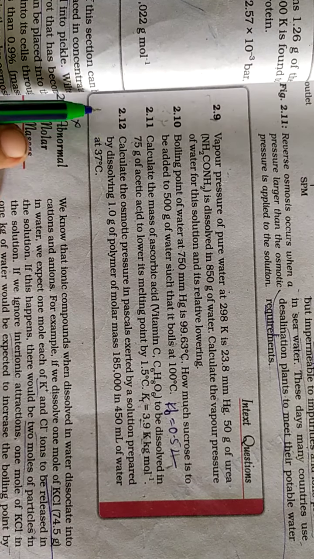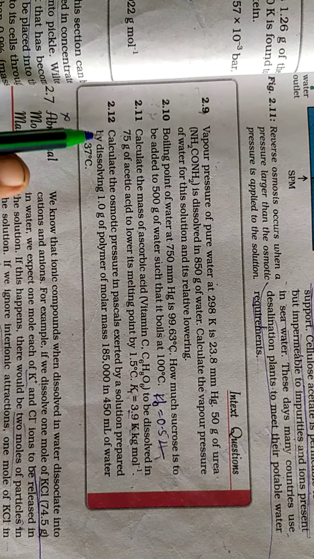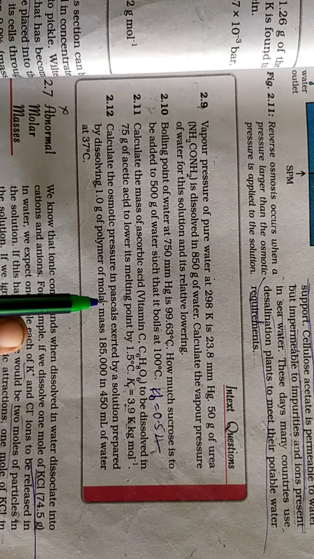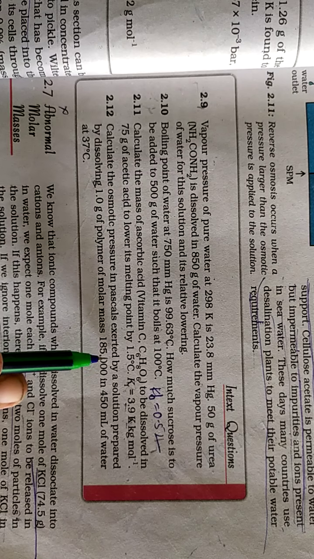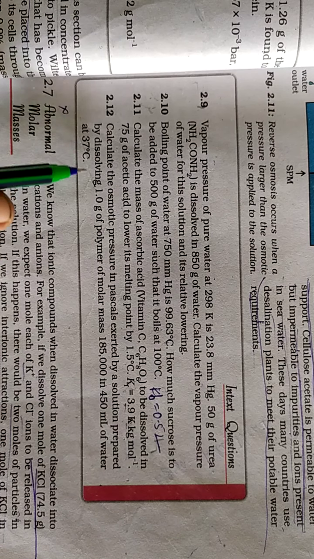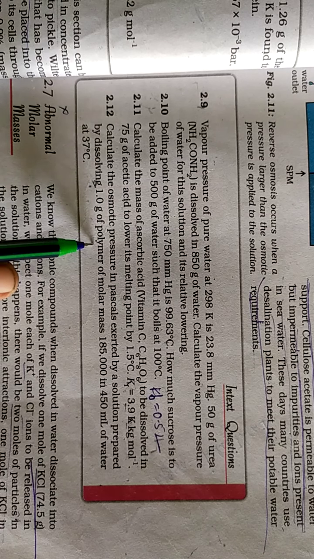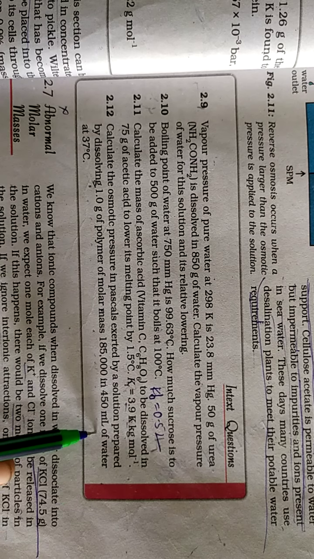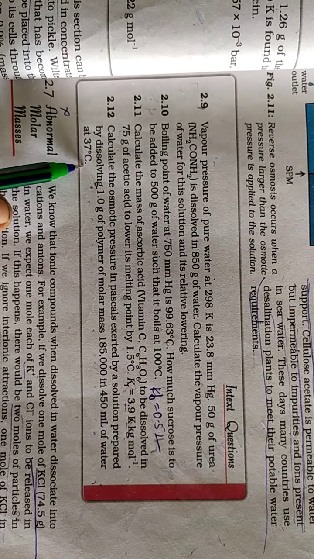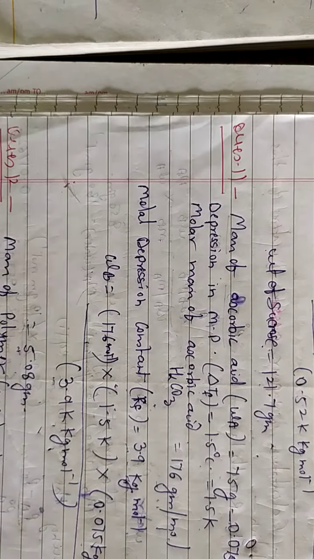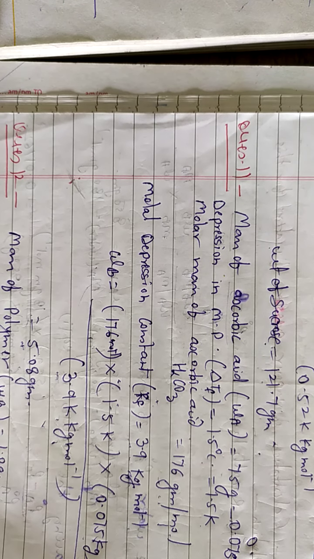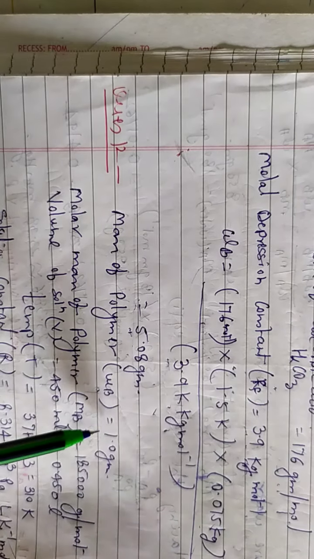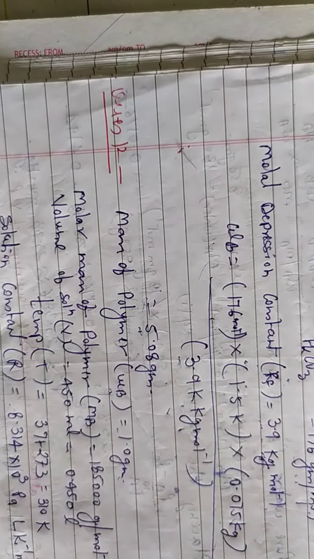Next question, 2.12. Calculate the osmotic pressure in Pascal exerted by a solution prepared by dissolving 1.0 gram of polymer of molar mass 185,000 in 450 ml of water at 37 degrees Celsius. This is the temperature. Now again the mass of polymer WB is given, it is 1.0 gram.